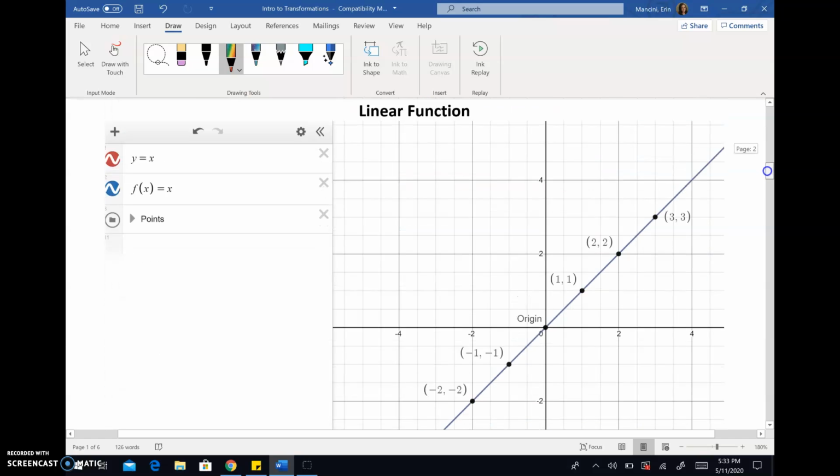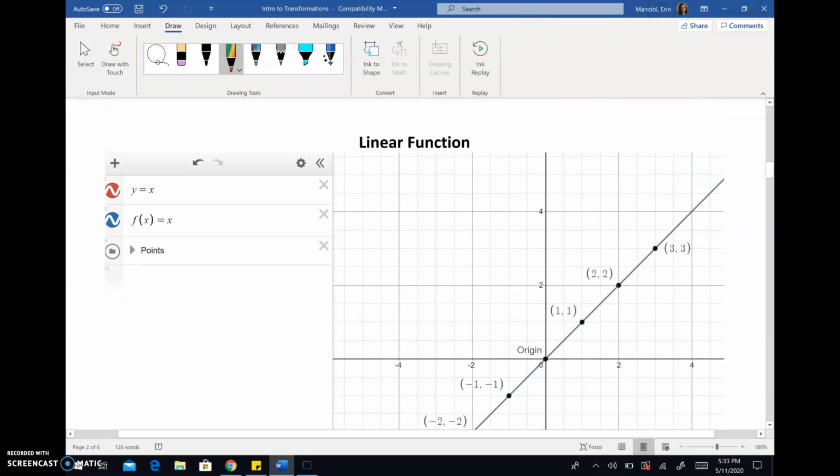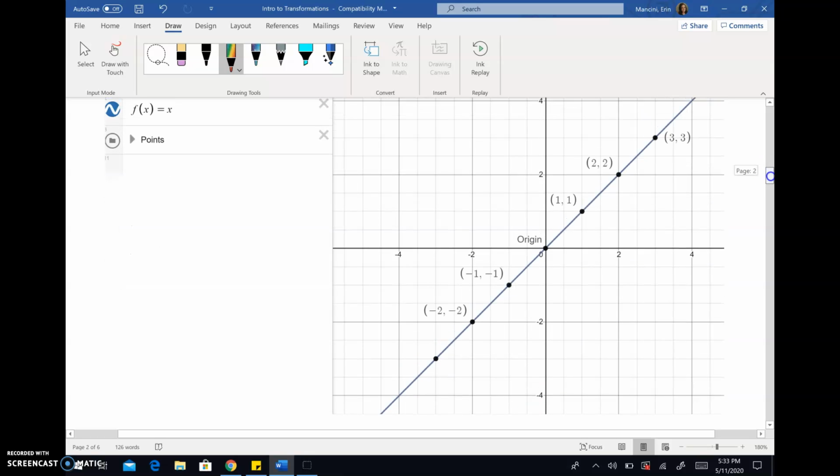Okay. So we've talked a lot about linear functions. So you could have y equals x. It means the exact same thing as f of x equals x. F of x is just another way of saying y equals. Okay. And the parent function then has no numbers. It's just the simplest one, like y equals x, like I talked about above. And the graph would look like this.